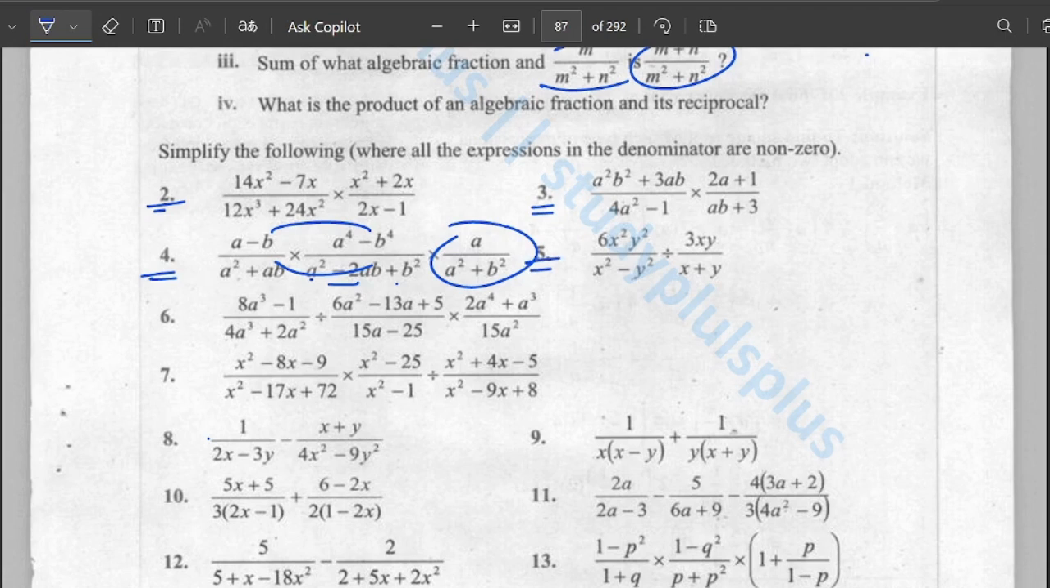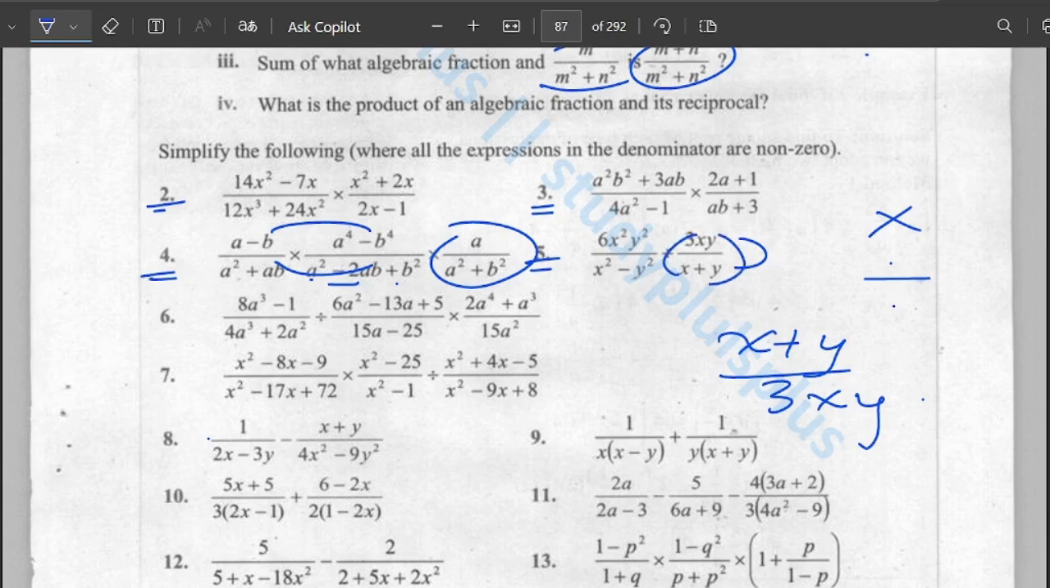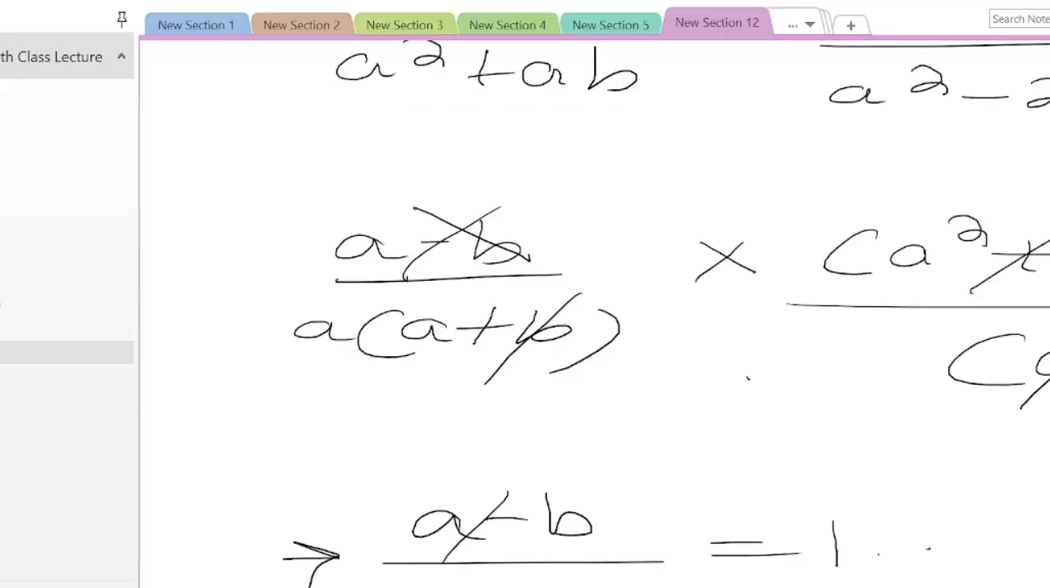Question number 5 states that we have 6x square y square divided by x square minus y square, divided by 3xy over x plus y. First the signs were multiplied, but now we have divide. In case of division, this expression gets flipped, so instead of 3xy over x plus y, we will have x plus y over 3xy. Sorry, the term reversed wasn't correct; I need to use the term flipped. The denominator becomes the numerator and the numerator becomes the denominator. I hope you guys understand. So let's now solve this question.